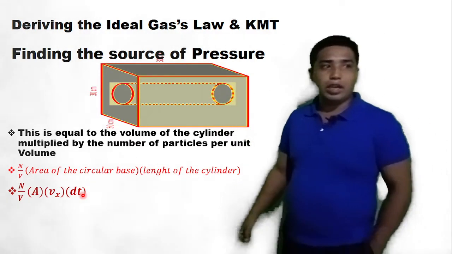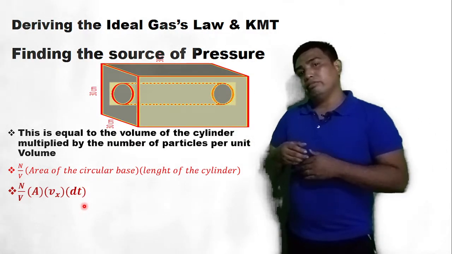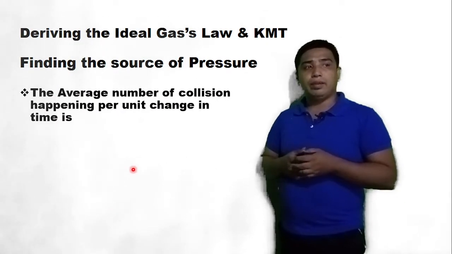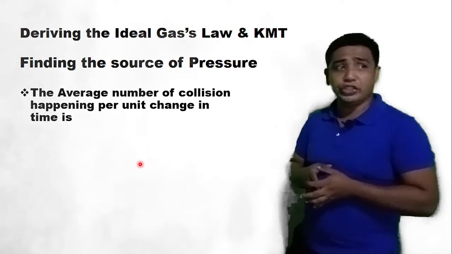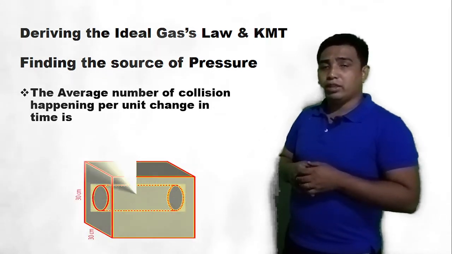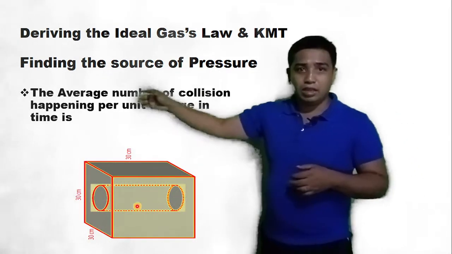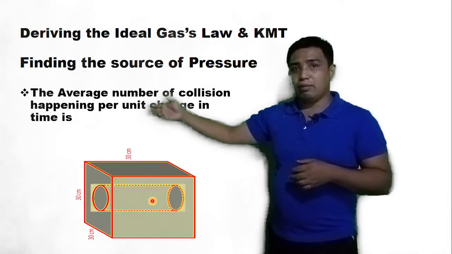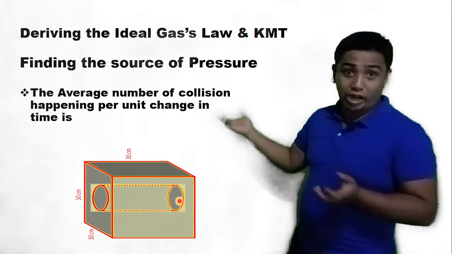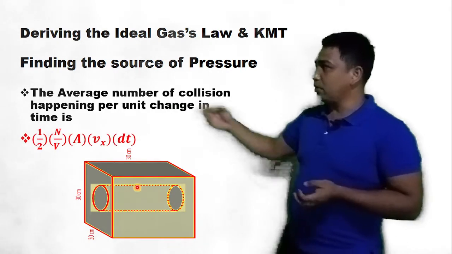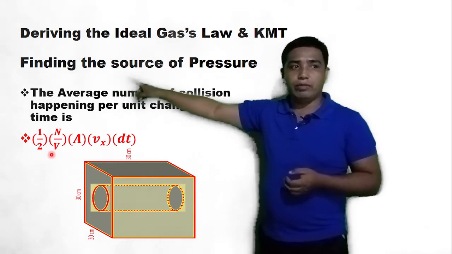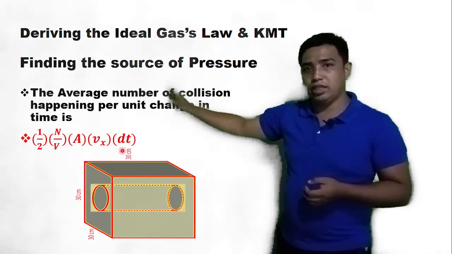Alright, next thing is to count the number of collisions happening per unit change in time. Assuming that all of the particles hit it, the average we get using statistics is just 1/2. So we multiply this by 1/2, and that's going to be 1/2 times N over V times A times Vx times dt.